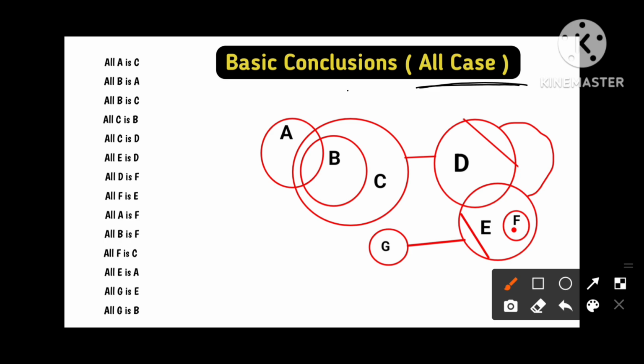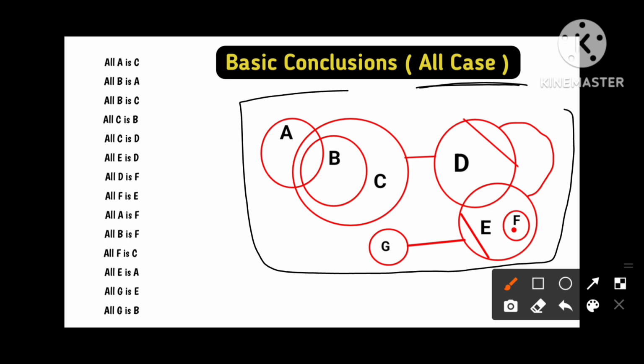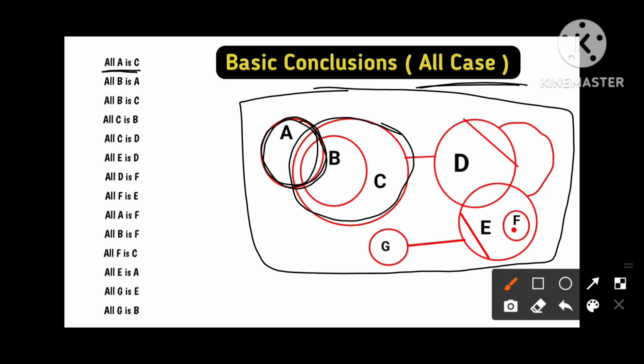This is the same basic statement Venn diagram, and let's see the conclusions. All A is C. It means that all A is inside C. Here C is here and A is here. But our conclusion says that A is inside C, and here I don't see that. Some part of A is outside C. So the first conclusion is false.